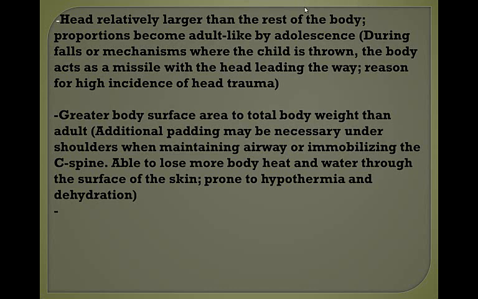They have greater body surface area to total body weight than an adult, which makes them more prone to hypothermia, more able to lose body heat and water through the surface of their skin, so they're more prone to dehydration. And it also means that if you're in a situation where you have to immobilize their airway, you may need padding under their shoulders.